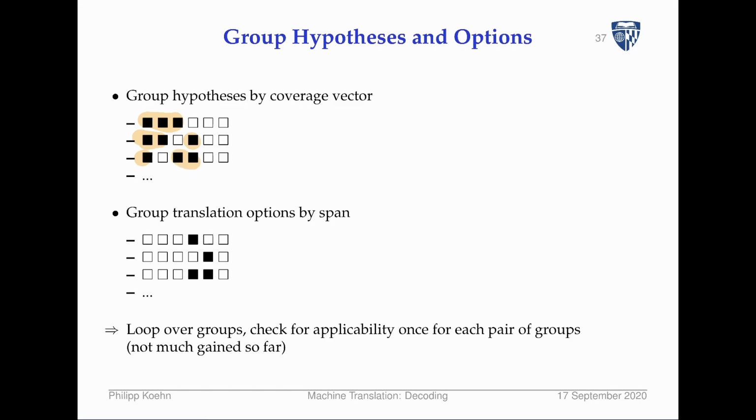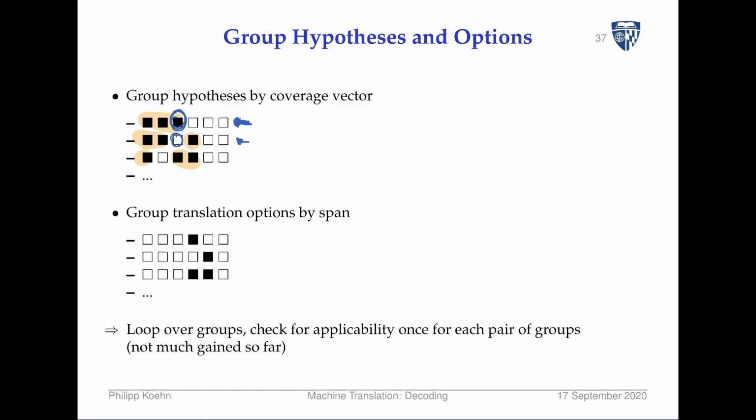So why are we grouping them? Because each of these groups can be matched with the same translation options that follow. But here I can apply different translation options than there. So here, in the first one, I can't translate this word again, but in the second one, I still can translate this word.